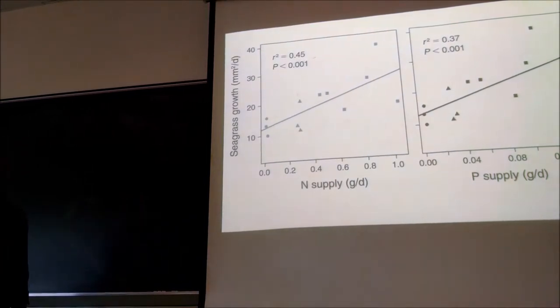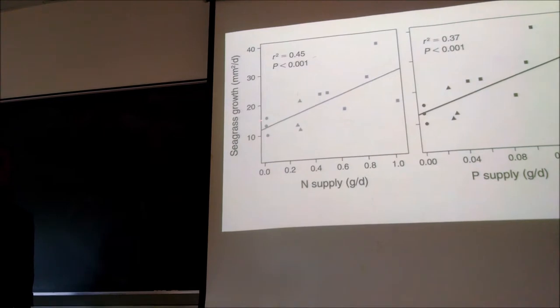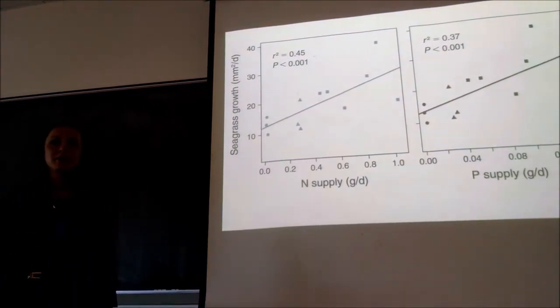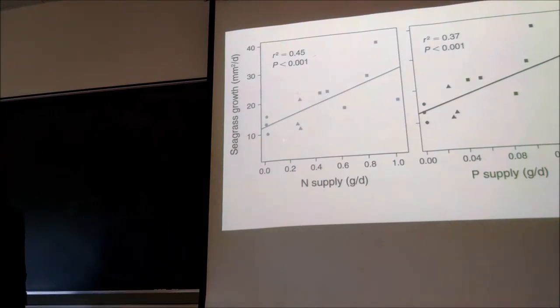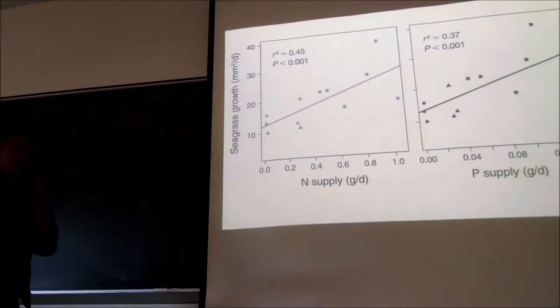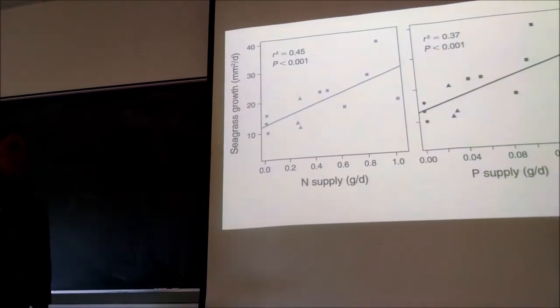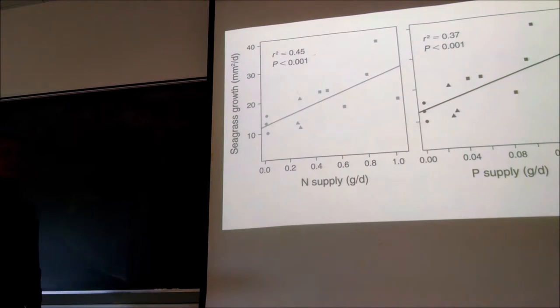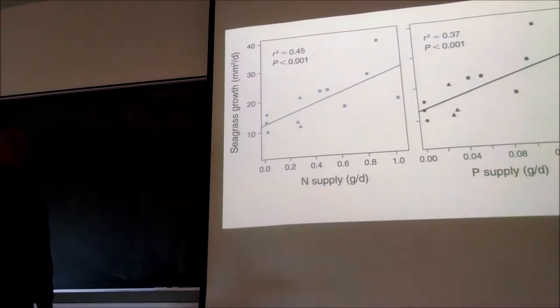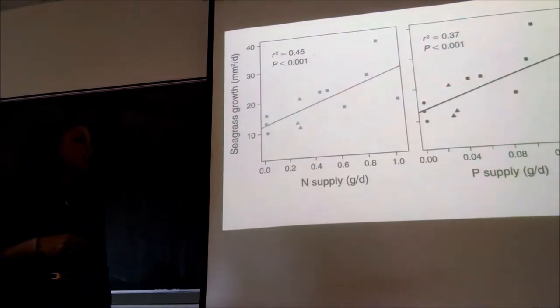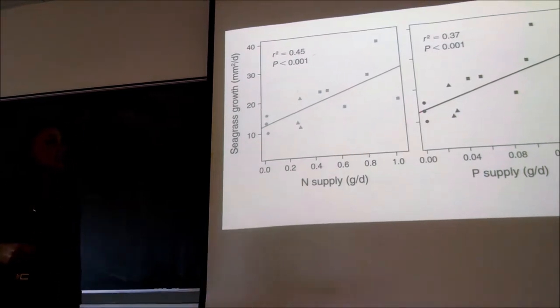If you look inside the graph, you see the orange or the circles here. They represent his control reefs, so there were no artificial reefs present. The triangles represent his medium-sized or small reefs, so there were 10 cinder blocks. And the squares represent his large reefs with 40 cinder blocks. And so the first thing we can look at here is that this is a visual representation that nutrient supply was increasing from his control to small to large reefs. And we see that as well on the phosphorus supply, with control, small, and large reefs.